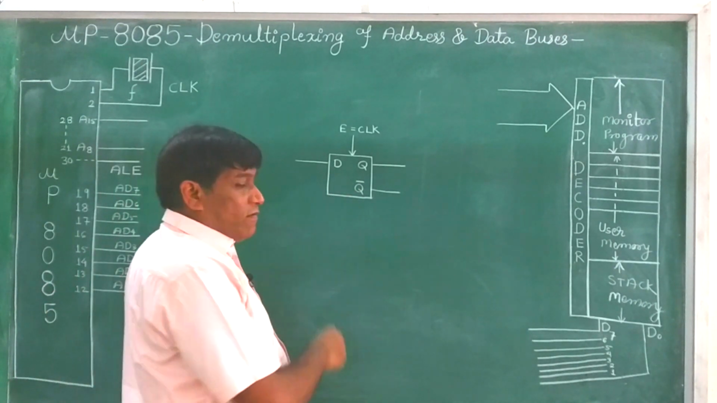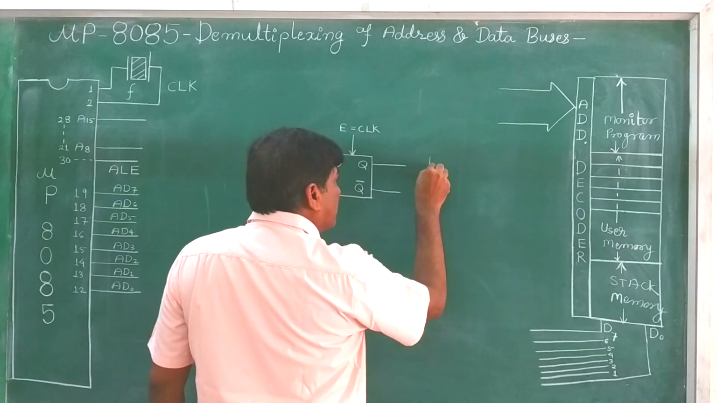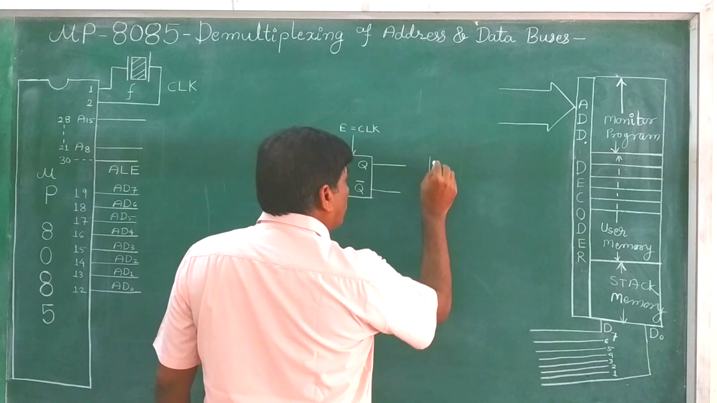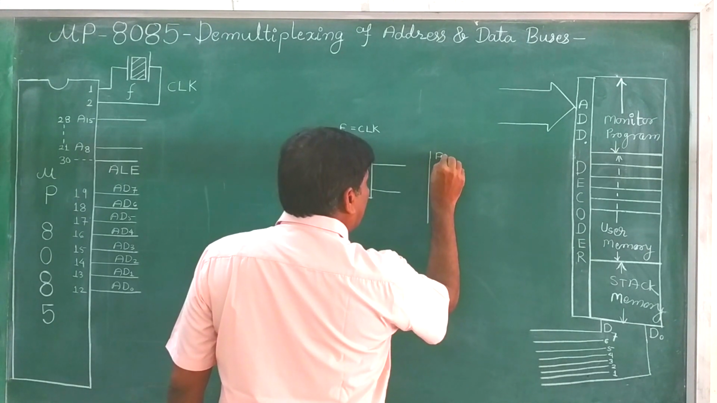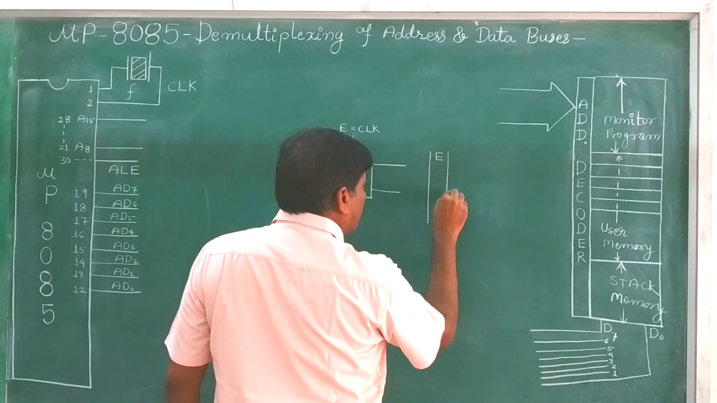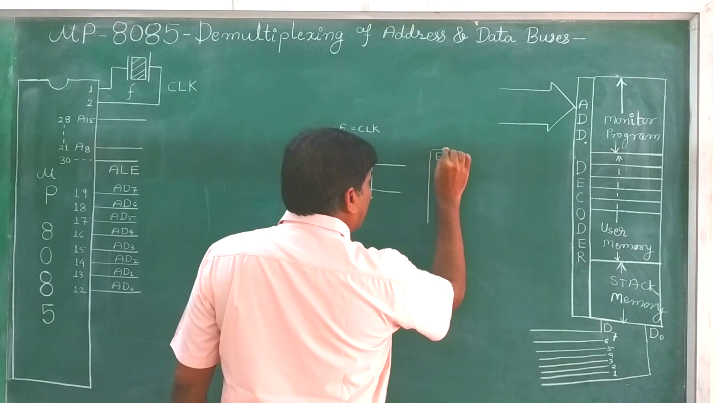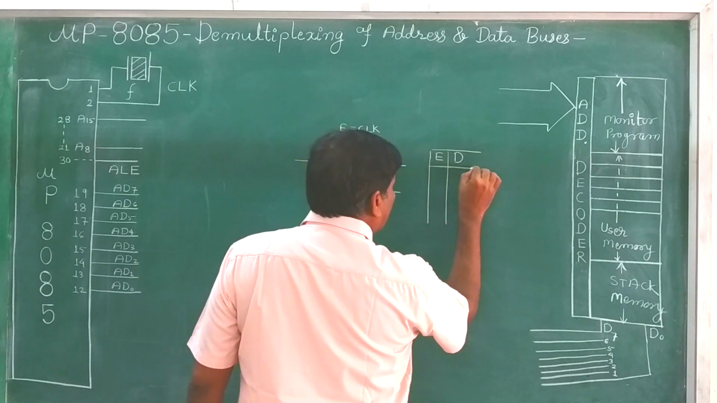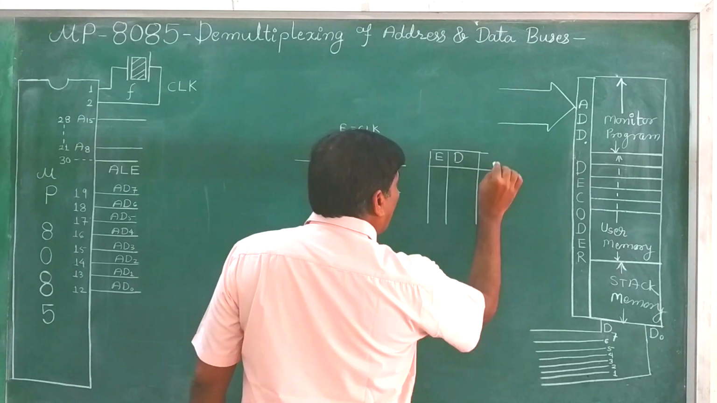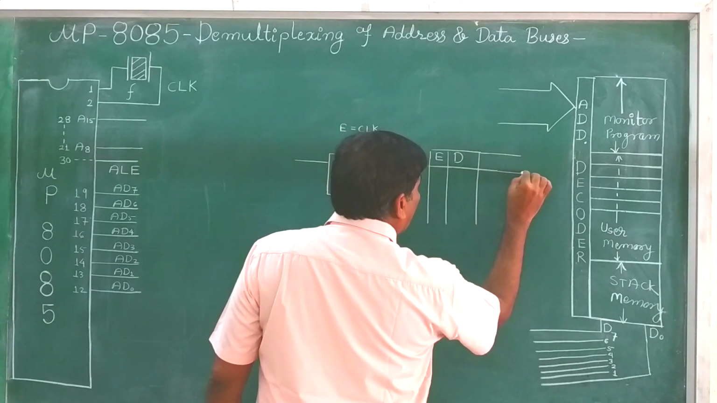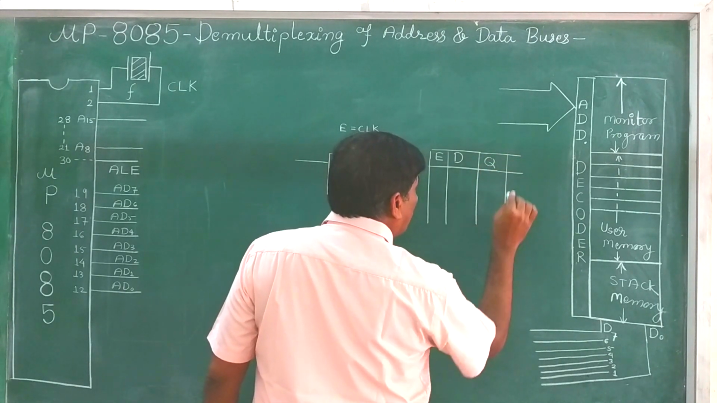The property of the D latch is, if you see the truth table for this D latch, we have the enable signal, then we have the input signal of the D latch, and then we have the output signals. These output signals are Q and Q bar.